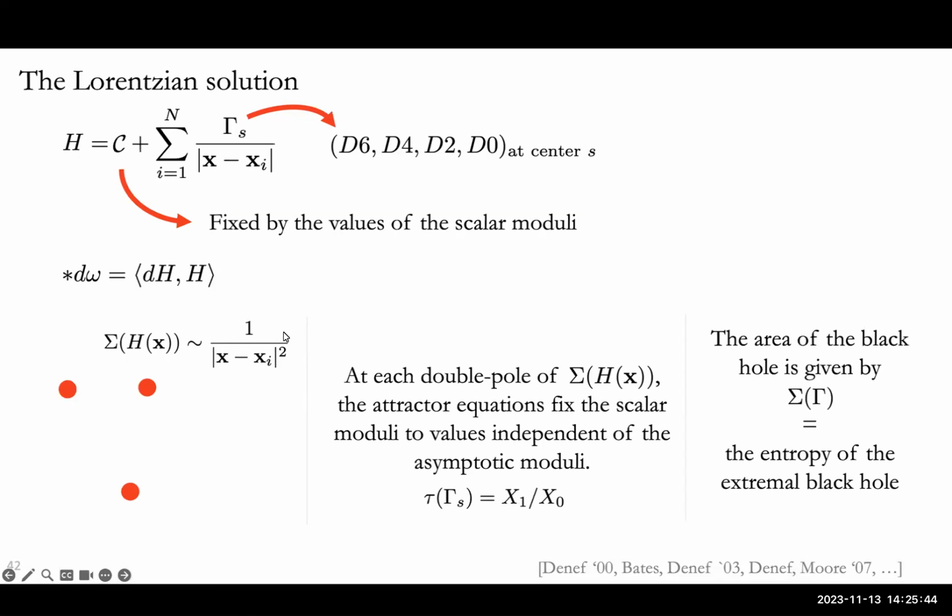And the area of the black hole is actually given by sigma evaluated at the residues of this harmonic function h. So it only depends on the charges of the black hole, it's independent of that constant c. And this supposedly gave you the entropy of the extremal black hole.